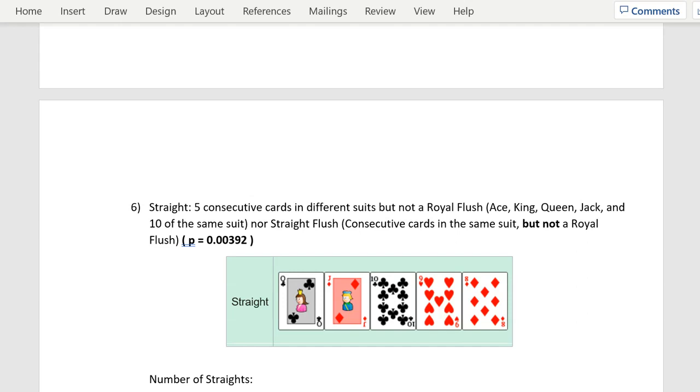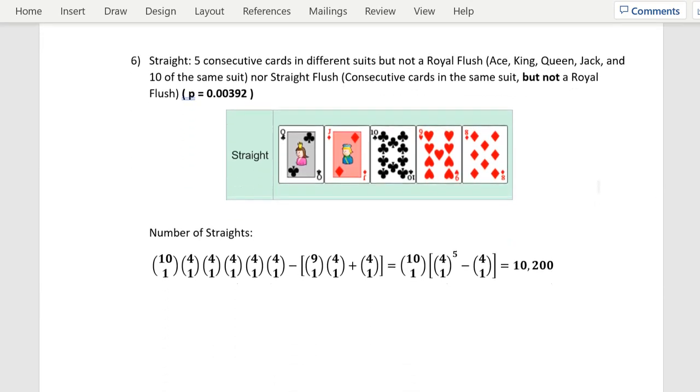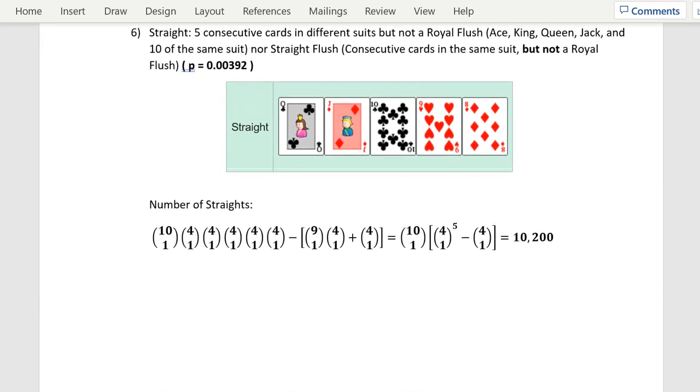And I recall what a royal flush was. And nor can you have a straight flush. Okay. Probability of this categorization is about 4 in 1,000. Now this one is slightly more elaborate as far as the combinations of how many there are, but this is for a straight again, right?